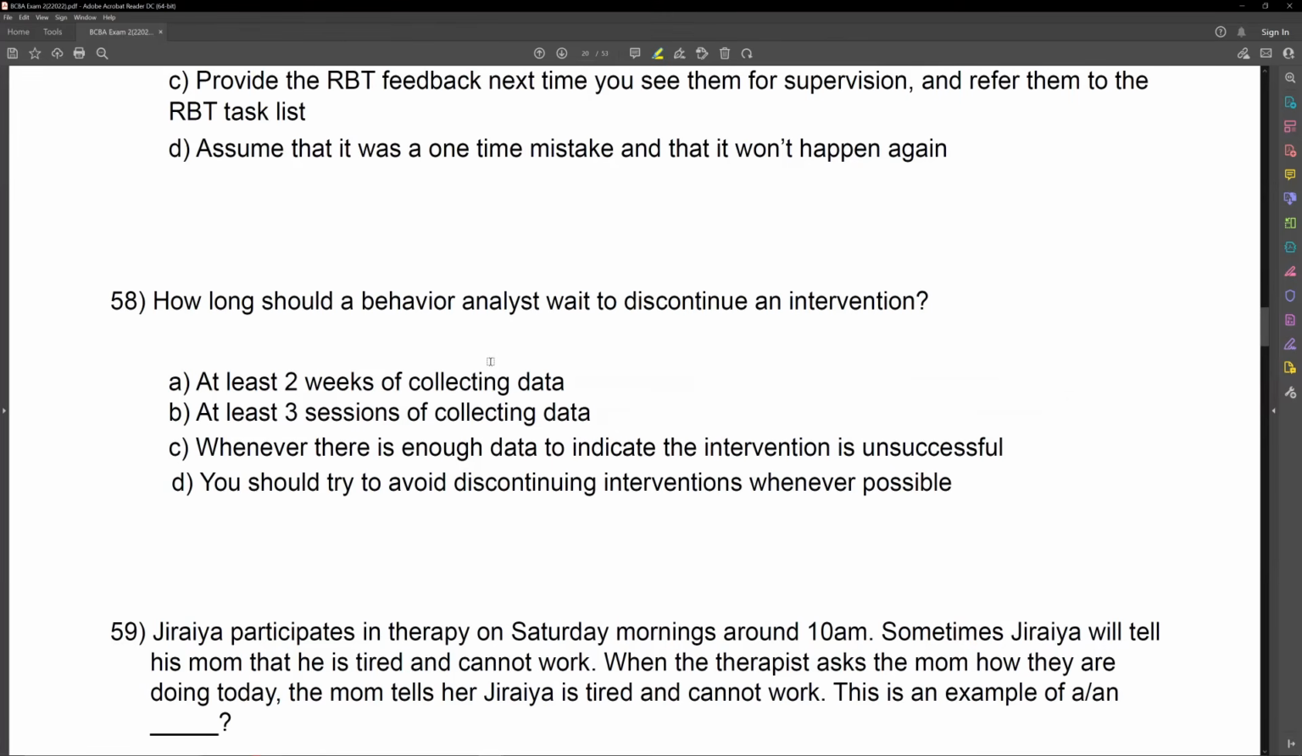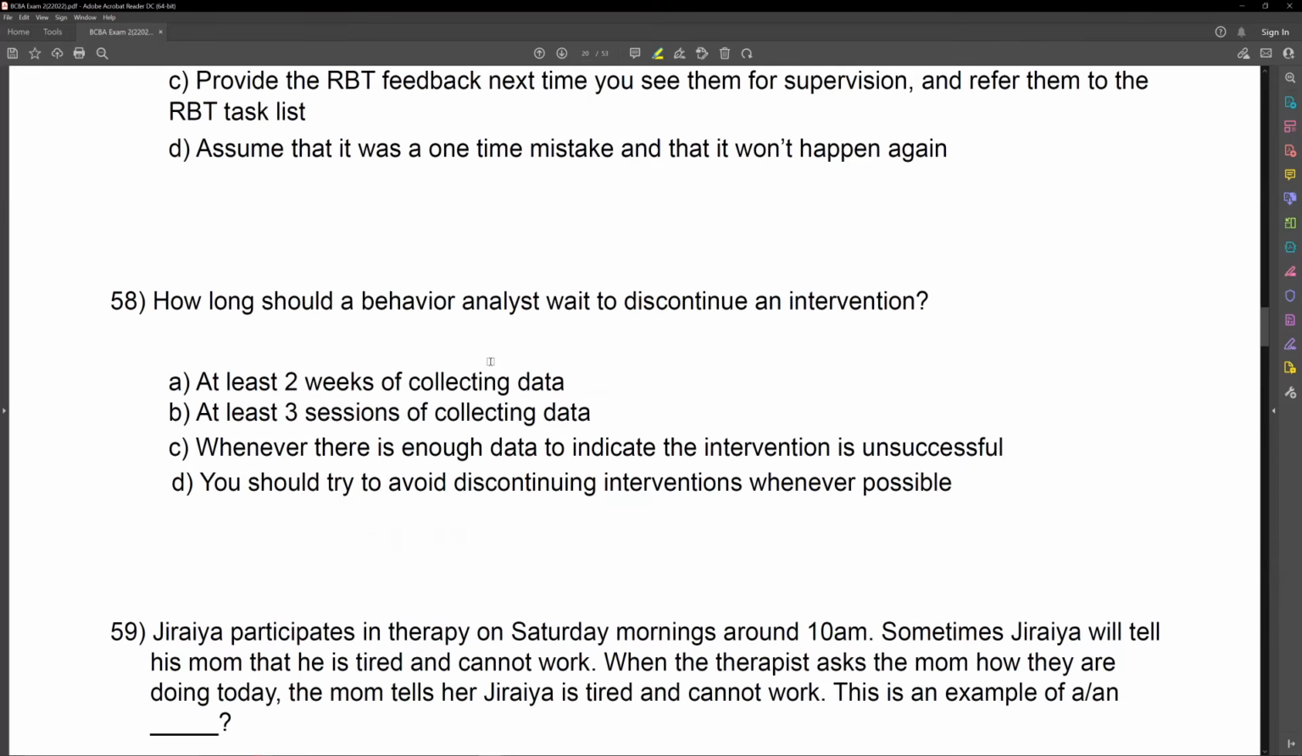So what about at least 3 sessions of collecting data? Well, let's think about sessions. Maybe one day I had a 3-hour session. The next day I left early for the doctor, so I only had a 15-minute session. The next day I had a makeup, so I did a 5-hour session. Those sessions aren't very consistent, right? So a hard and fast rule of 3 sessions isn't really precise enough.